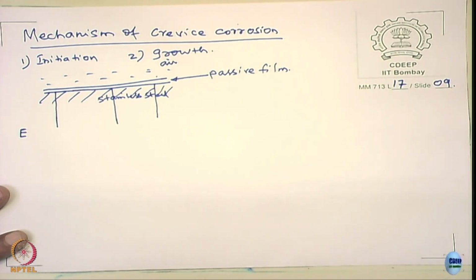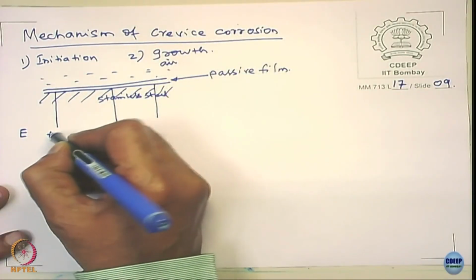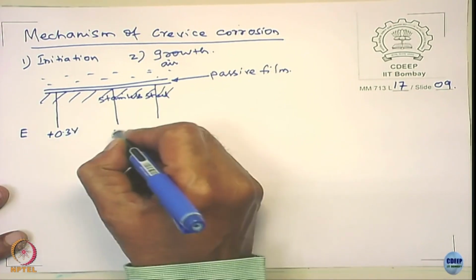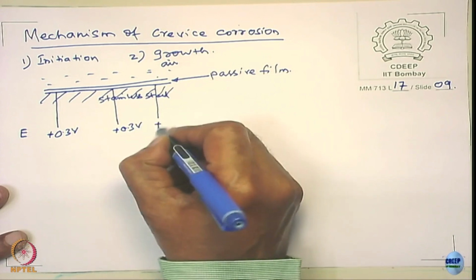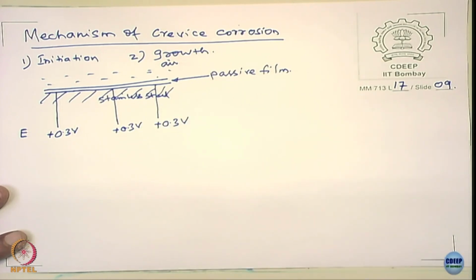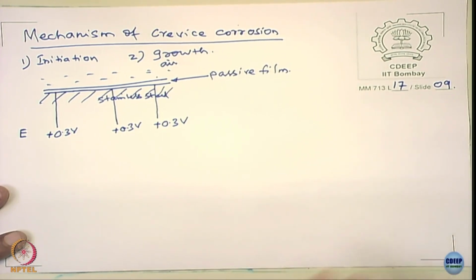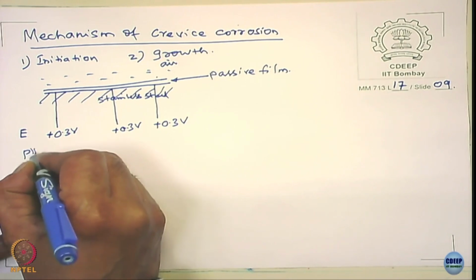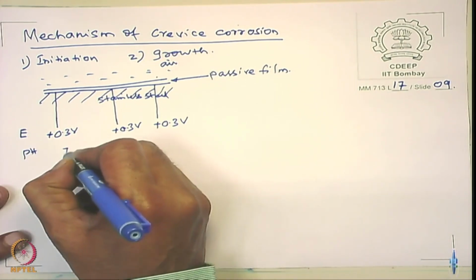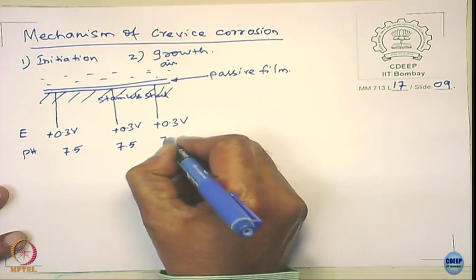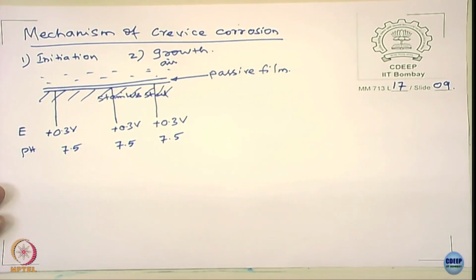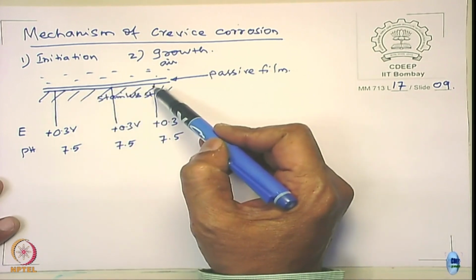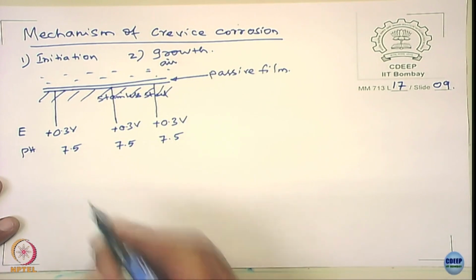The stainless steel in a nicely aerated condition of environment will be spontaneously passivating. So, the potential will generally be in the passive range, maybe something like 0.3 volt. I am just giving some approximate number, there is nothing unique about these numbers. If I measure the pH of this, it will be neutral or slightly alkaline, maybe about 7.5 at location 1, location 2 and location 3.